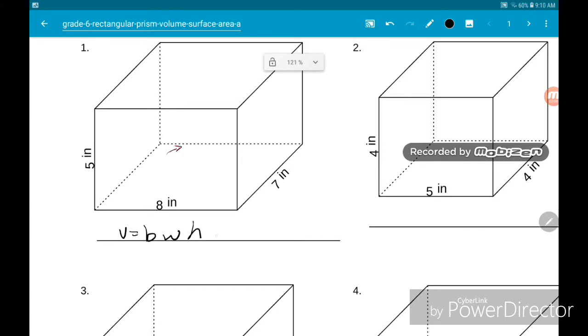You can also put length with height, which is the same thing. The base is one of the sides, the width is the other side of the bottom, and the height is how tall it is. So you just take those 3 numbers and multiply them.